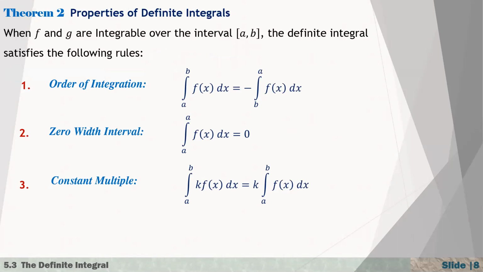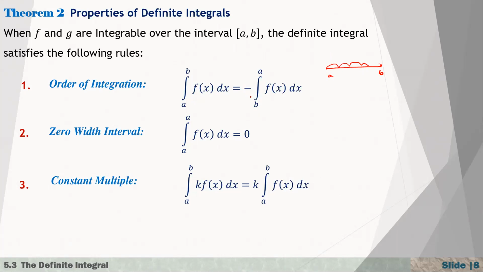Okay. So when f and g are integrable over the interval a, b, the definite integral satisfies the following rules. Number one: the integral from a to b of f of x dx is the same as minus the integral from b to a. Why? Because from a to b, a is smaller than b, so that means our length is plus. But if you count this from right to left, at that time it will be minus.